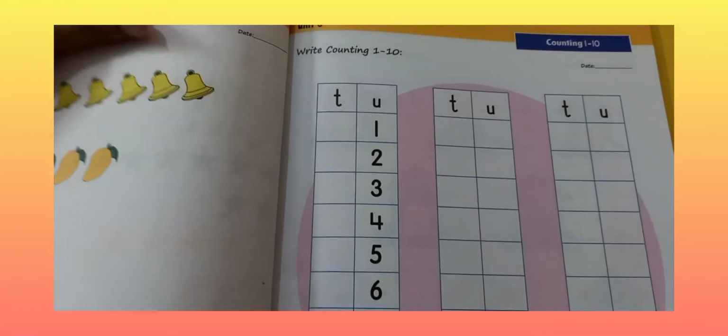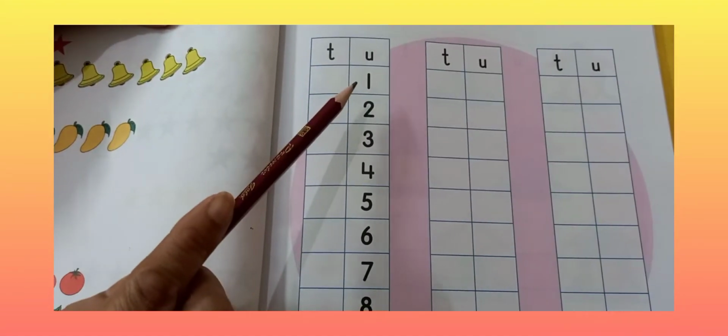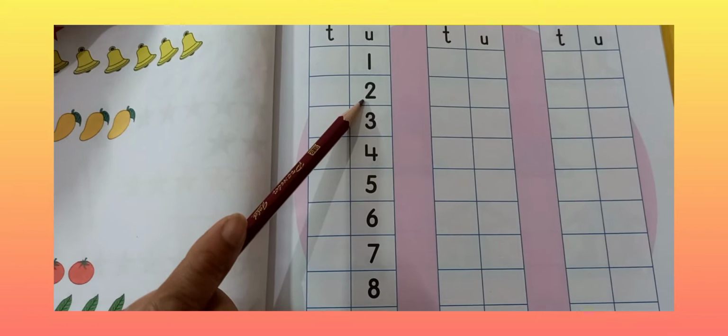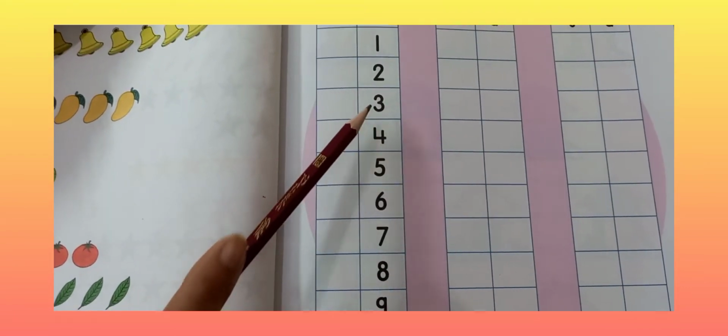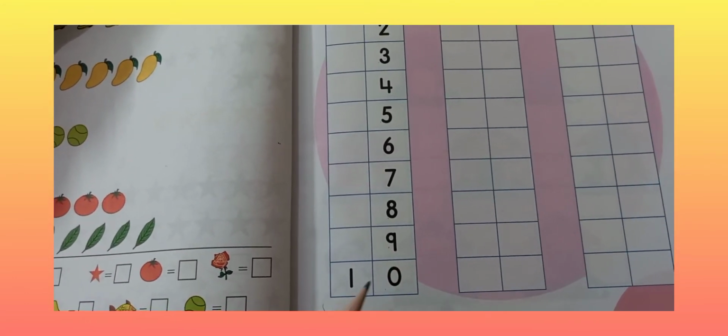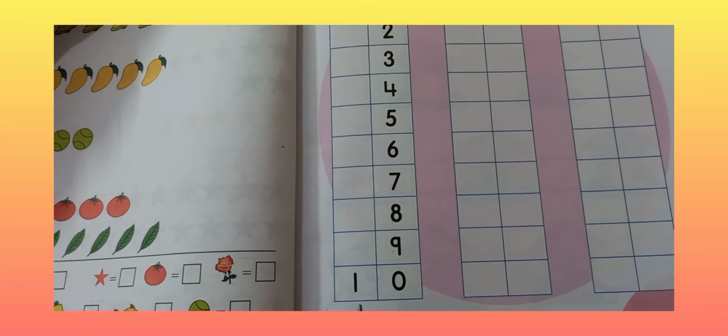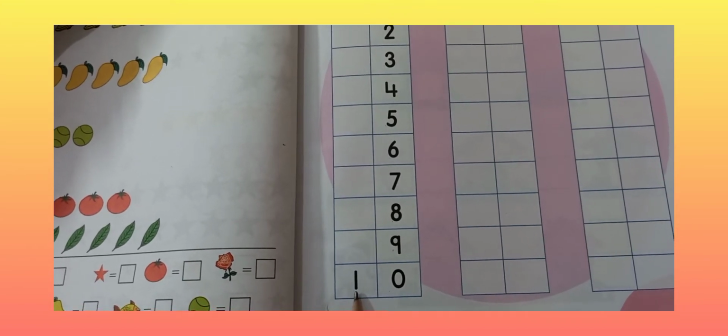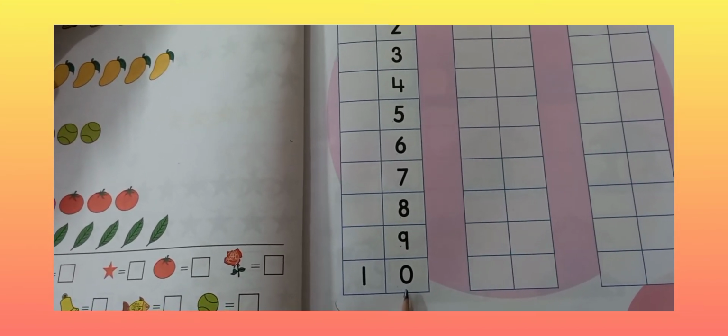Let's start. 1, 2, 3, 4, 5, 6, 7, 8, 9, 10. We will write 1 in the tens box and 0 in the unit box. Let's start writing.